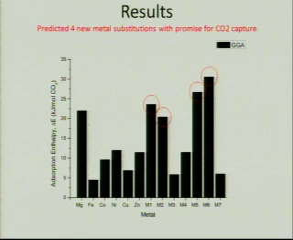Now, the results are quite interesting. As you can see on the y-axis, the adsorption enthalpy, and the metals listed here with magnesium as the first to the far left, we found 4 possible metal substitutions with a promise for carbon capture, 3 with a higher adsorption enthalpy than magnesium. Now, we can't really disclose the metals for possible patent pending situations.